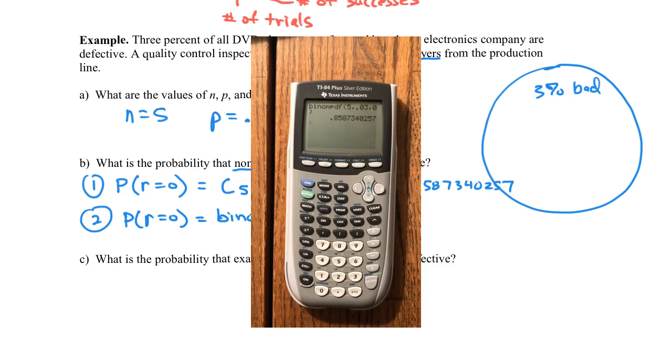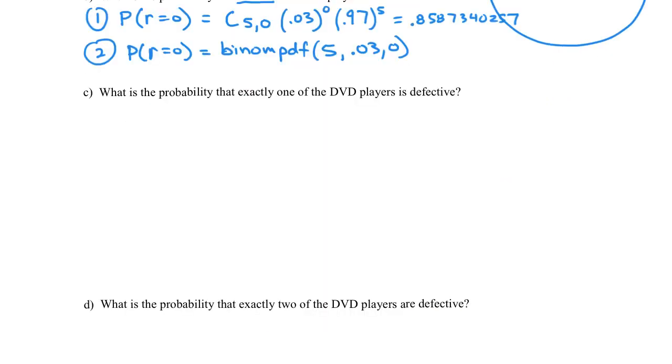You may notice that when you go to second vars and you see all those distributions, there are a ton of distributions that the TI-83 or 84 can handle, and we'll see a lot of them in this class. So what is the probability that exactly one of the DVD players is defective? Exactly 1, so R equals 1 this time. So again, I'll show you using the formula, and I'll also show on the calculator.